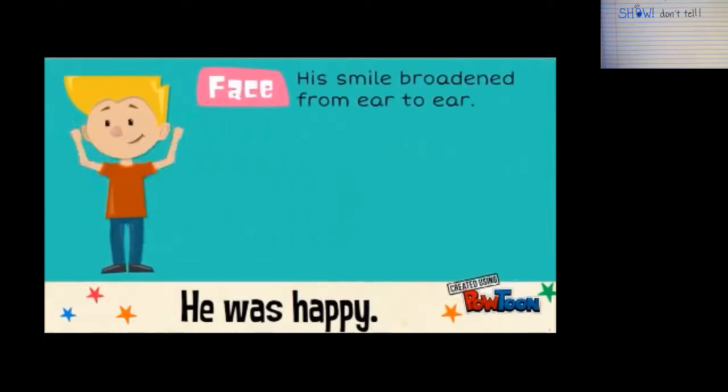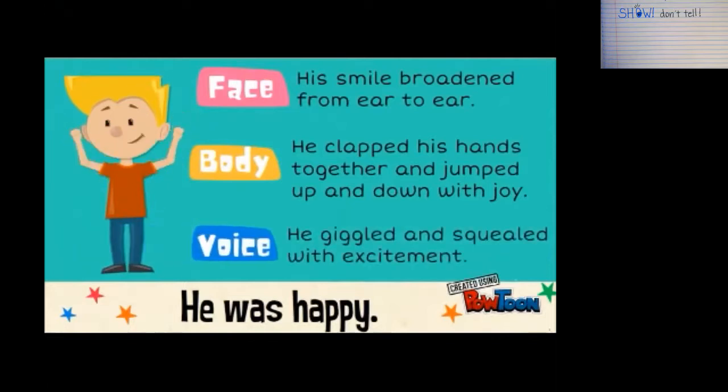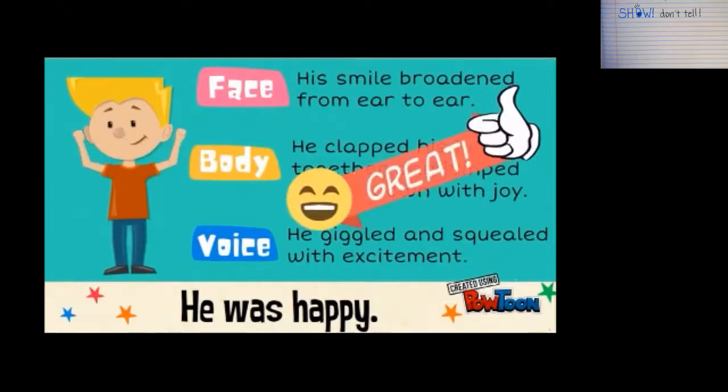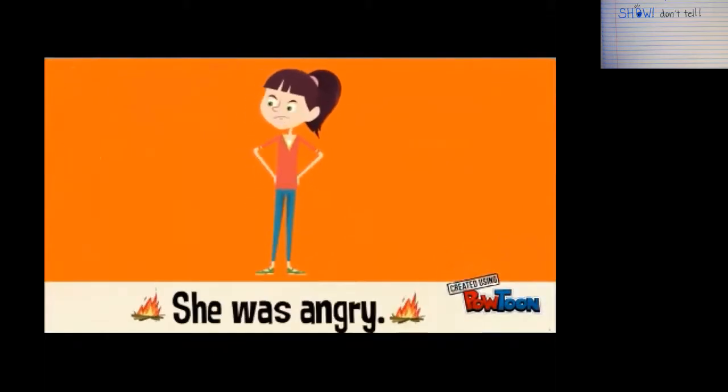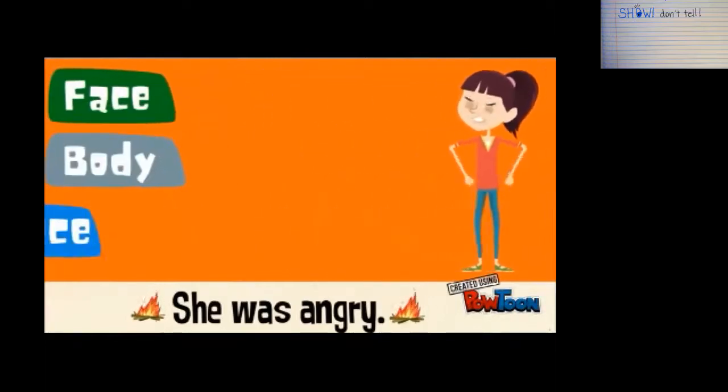His smile broadened from ear to ear. He clapped his hands together and jumped up and down with joy. He giggled and squealed with excitement. Now you are showing, not telling, your reader how your character is feeling. Let's try another one. Instead of telling your readers, "she was angry," show them. Again, think about the face, body, and voice.